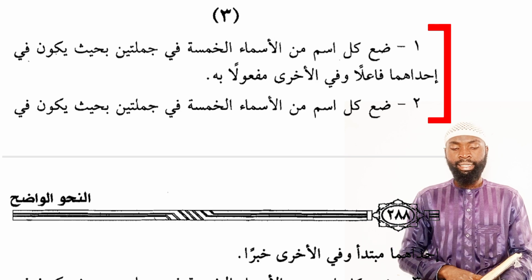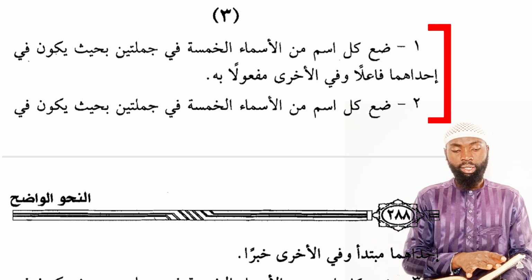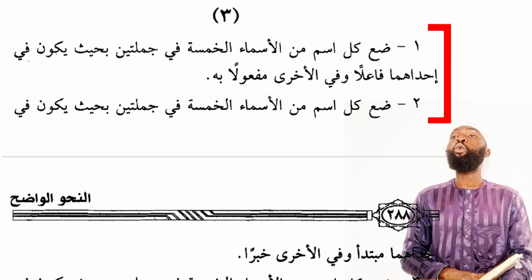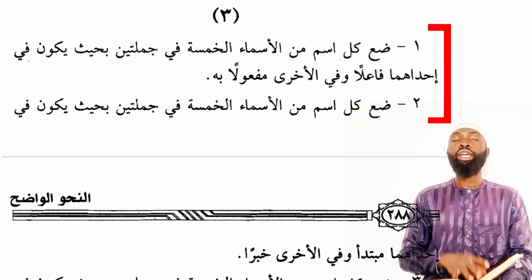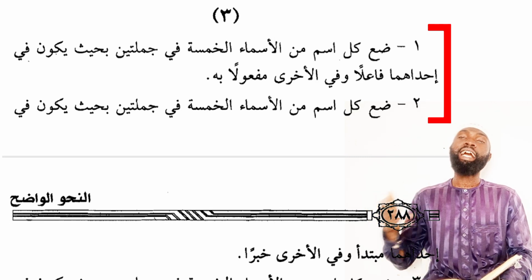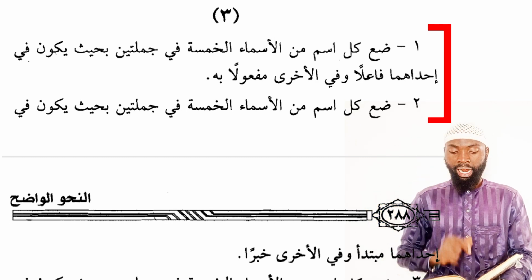Since we are to use it in a complete sentence and it should be a verbal sentence, I can say Ja'a hamuka. Your in-law came, and I can say Ra'aytu hamaka. I saw your in-law. Number 2 we have, you can solve the remaining.